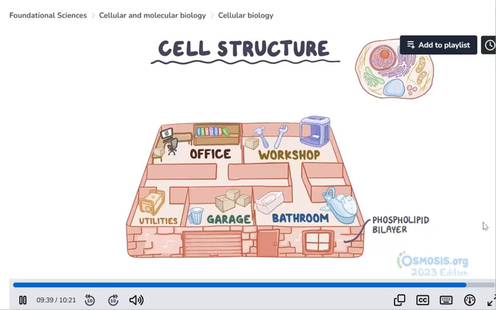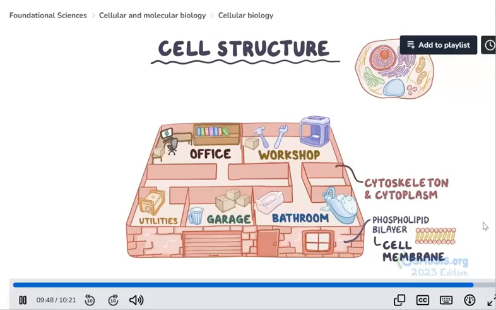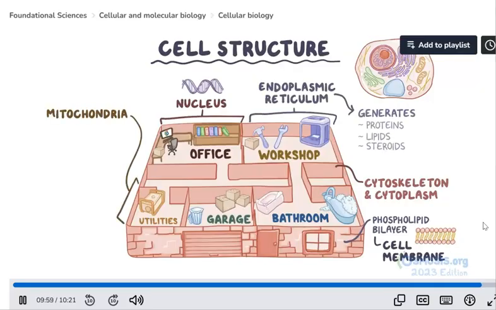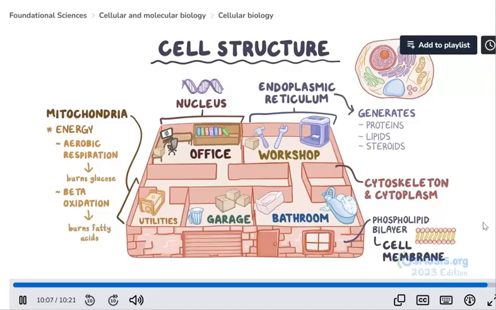The phospholipid bilayer forms the cell membrane, which are the tiny walls of the cell, and the internal structure of the cell is made up of a cytoskeleton and cytoplasm. The key organelles include the nucleus, which houses the DNA, the endoplasmic reticulum, which generates proteins, lipids, and steroids, and the mitochondria, which provides the cell with energy using aerobic respiration, which burns glucose, or beta oxidation, which burns fatty acids.